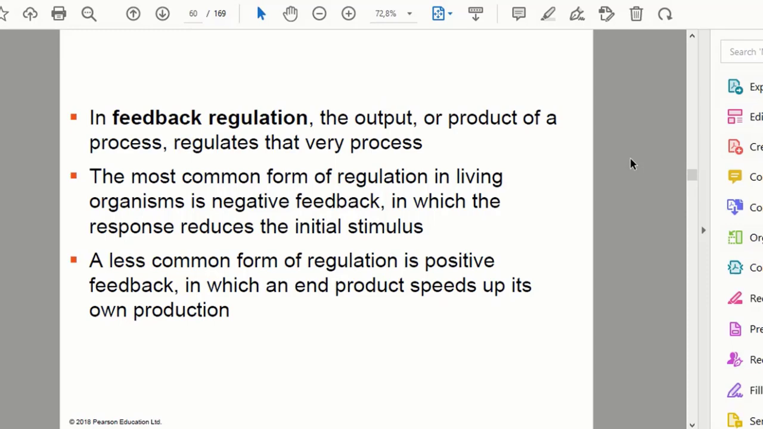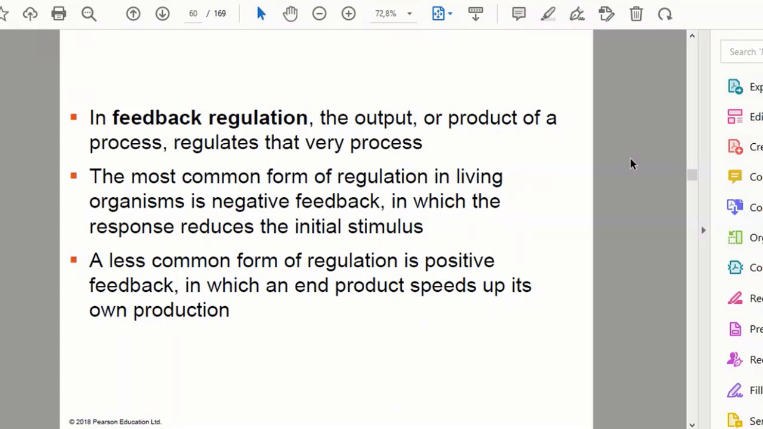The most common form of regulation in living organisms is negative feedback. What is negative feedback? It is where the response reduces the initial stimulus. The less common form of regulation is positive feedback. What is positive feedback? It is a feedback in which the end product speeds up its own production. So already here there are three terms which you might want to look up.